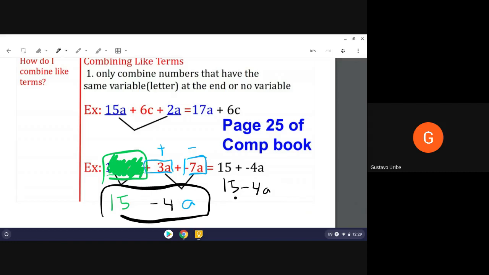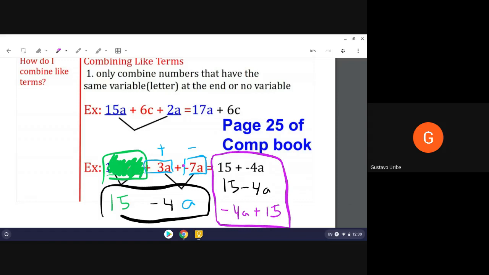You could also switch the terms where I could put my negative 4a first. So I could put negative 4a and then the positive 15, the plus 15. It doesn't matter how you express it as long as each term has the correct sign, meaning that this 15 stays positive, like it did in all of these three examples, and this negative 4a stays negative. Like here it's negative, here it's negative, and here it's negative.